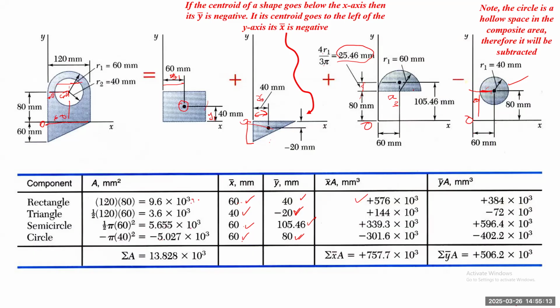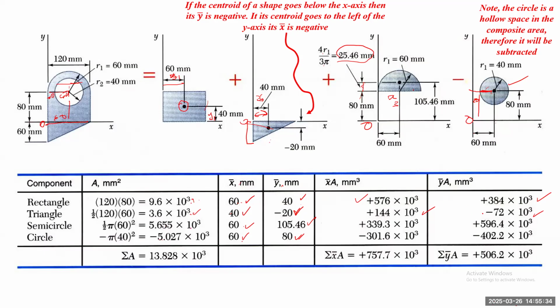The area again times the y value gives you this value. The x bar times this one gives you this value. And y bar again times the same area gives you this value here. And you do that with each one of them.